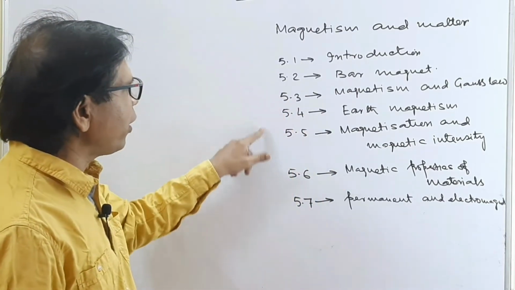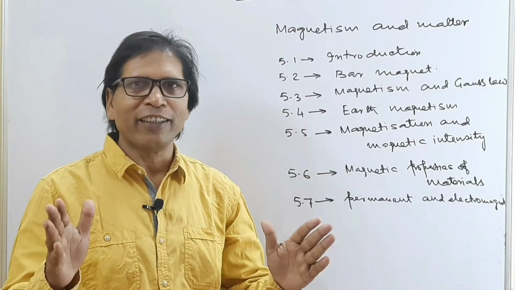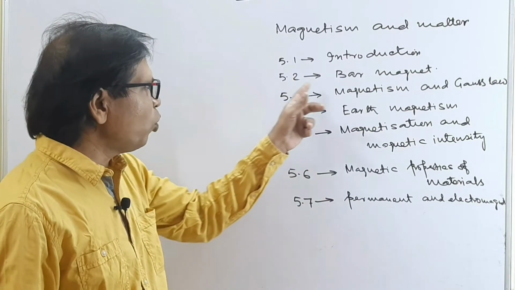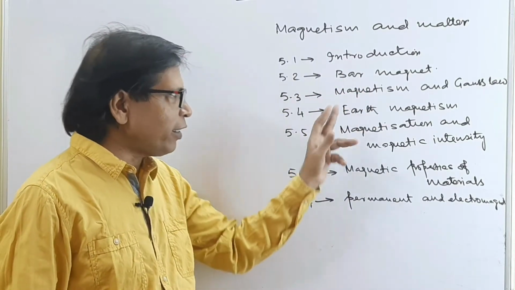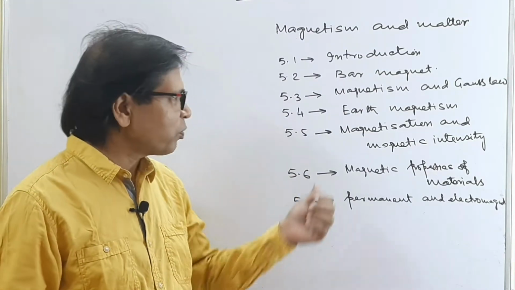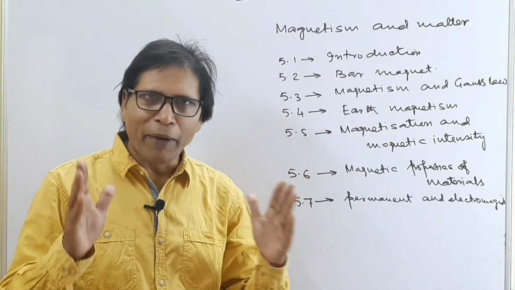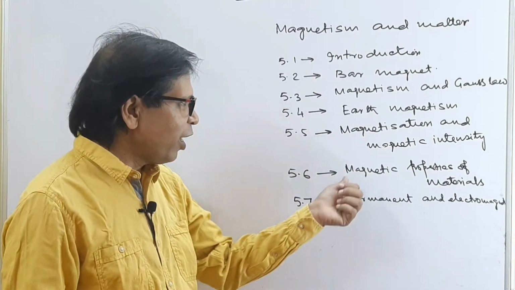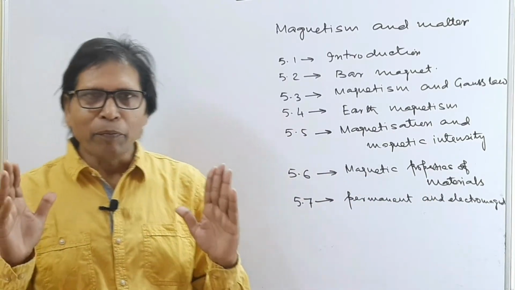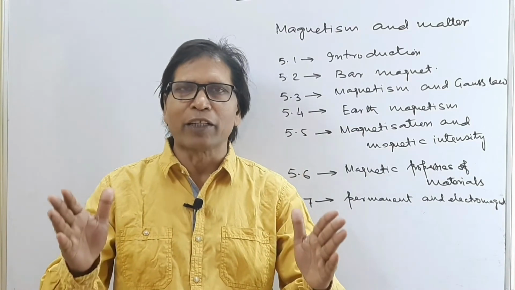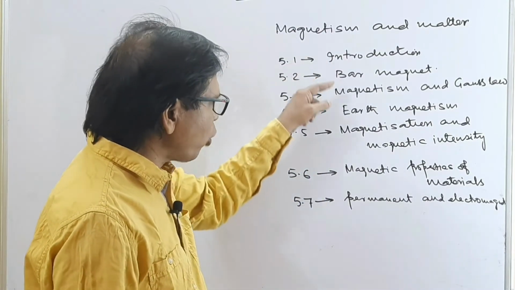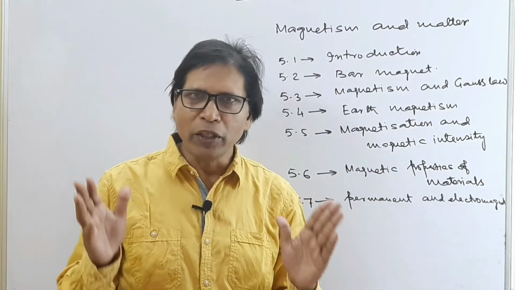The subtopics are, first of all, introduction, that is the properties of magnet. Number 2, bar magnet, magnetism and Gauss law, earth magnetism, magnetization and magnetic intensity, magnetic properties of material, permanent magnet and electromagnet, and the NCERT numericals of all the topics related with it.